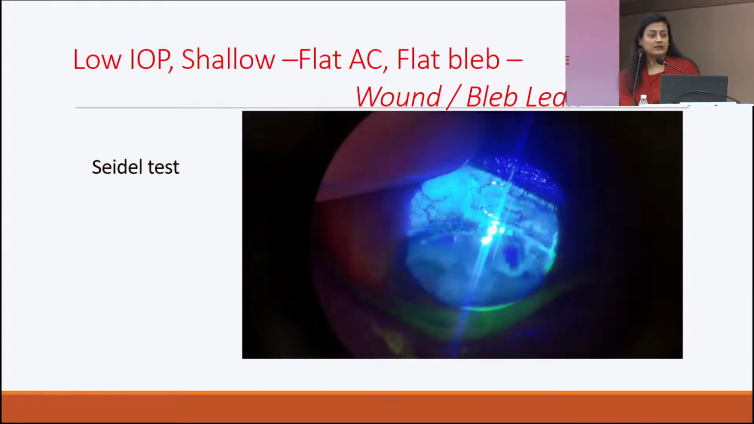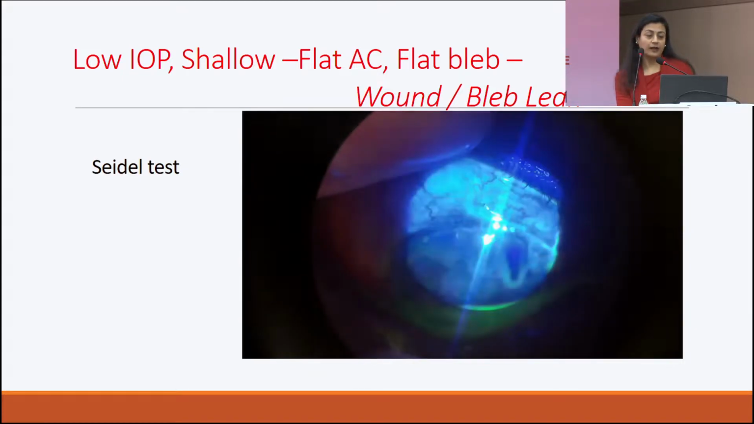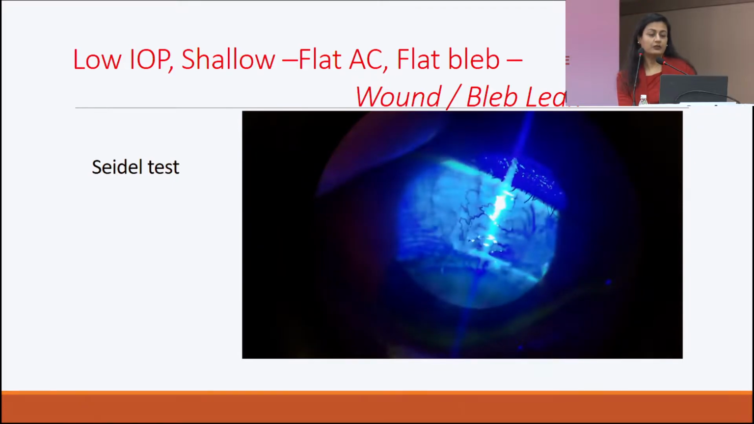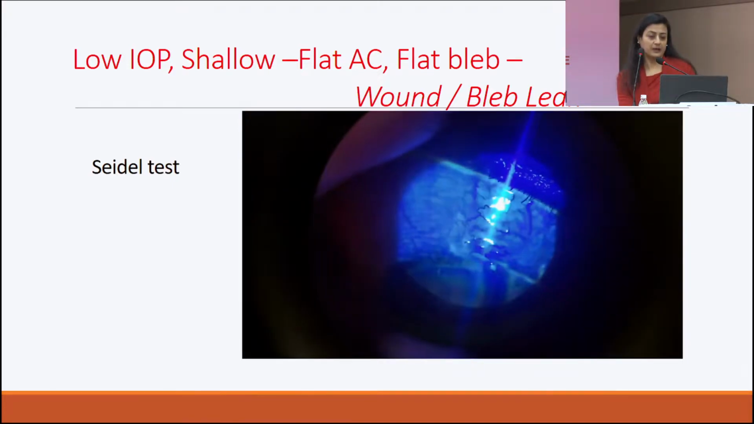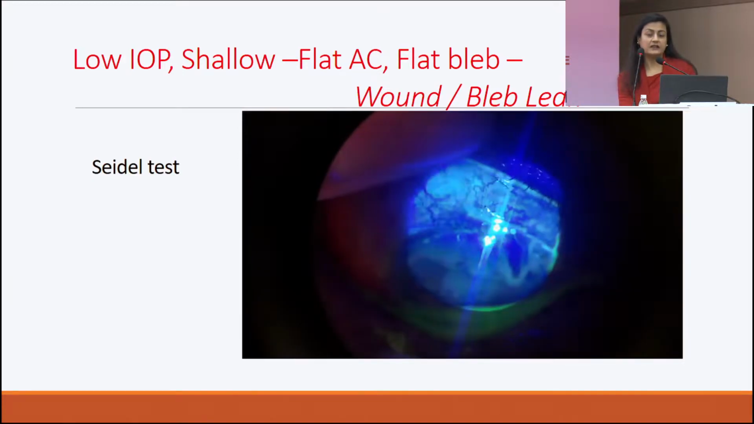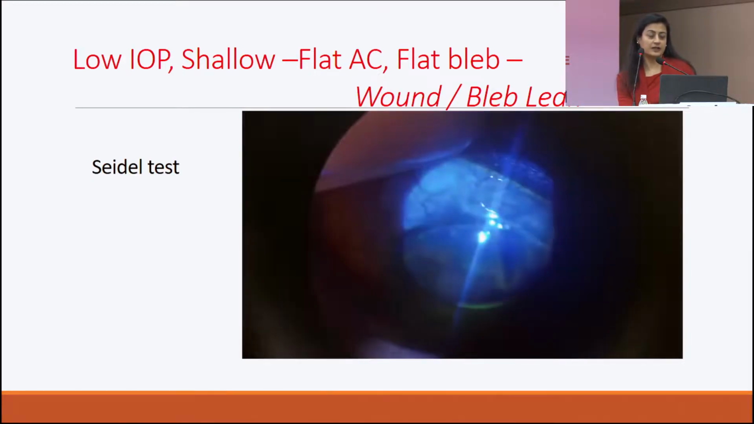The most common is a low intraocular pressure with a shallow or flat AC, and your bleb is not yet formed and it is totally flat bleb. So this could be a case of wound leak or a delayed bleb leak. Wound leak is very easy to identify using a Seidel's test. You can see the trickle of fluorescein-stained aqueous coming out.